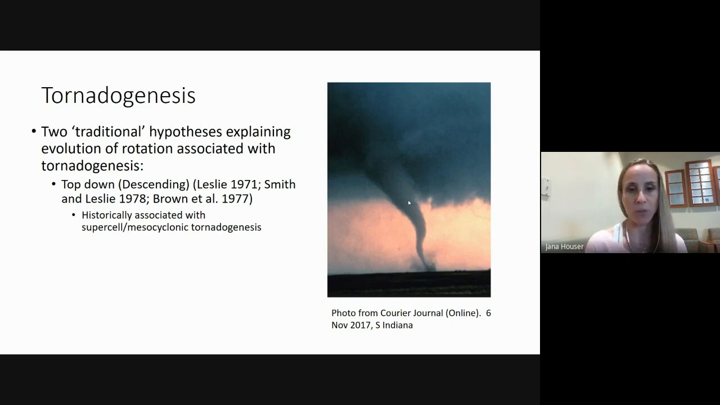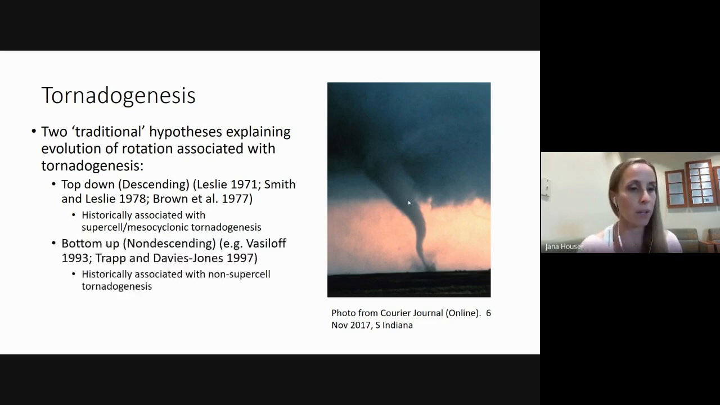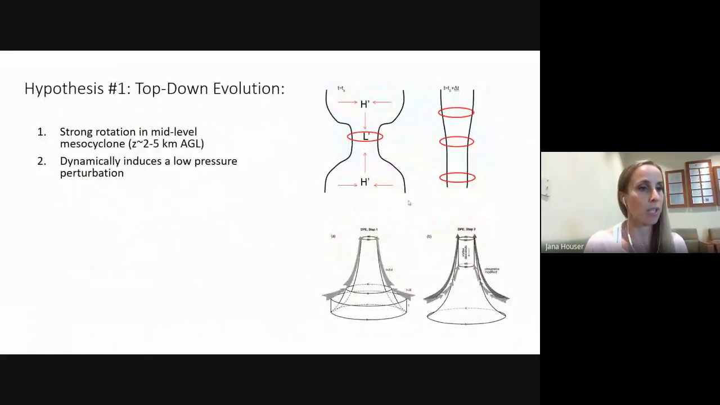We attributed this to the mesocyclone process and basically a concentration of rotation, which I'll talk about in a moment. And then the second process, which is commonly referred to as a non-descending process or a bottom-up process, has historically at least been associated with non-supercellular tornadoes, so basically land spouts. In this process, things either start from the ground up or converge simultaneously.